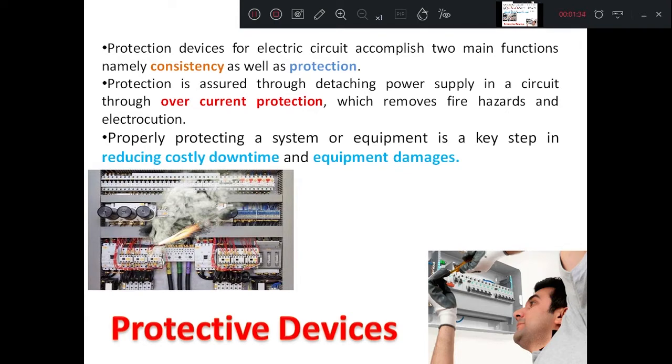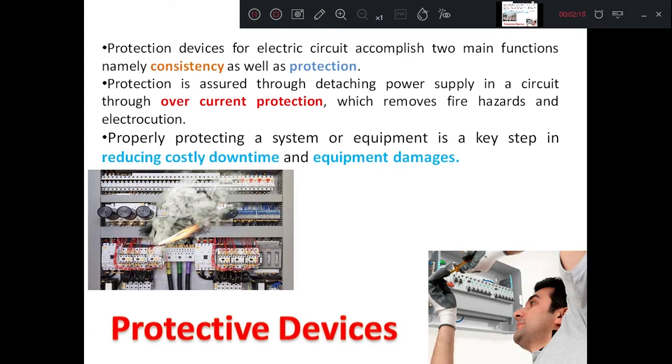At the same time, as soon as the fault is cleared, once again you have to resume the supply by connecting it. That is what you call the consistency, as well as the protection of the system against the abnormal conditions. The protection is assured through detaching the power supply in the circuit through an overcurrent protection, which removes the fire hazards as well as electrocution in the system. That is, when an abnormal condition occurs, the main function of the protective devices is to detach the power supply from the circuit.